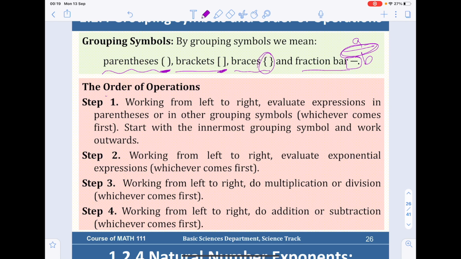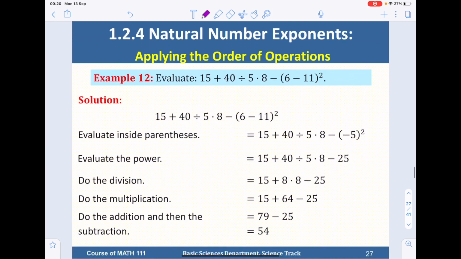Now, what is the order of operations? If you remember the phrase, please excuse my dear Aunt Sally. It means that we start with the parentheses, then exponents, then multiplication and division, which one comes first from left to right, then addition and subtraction, which one comes first from left to right. Okay, let's have an example.